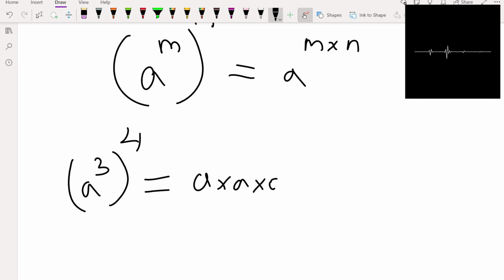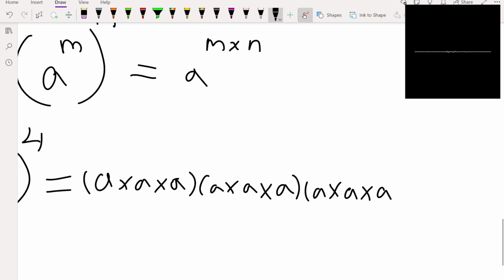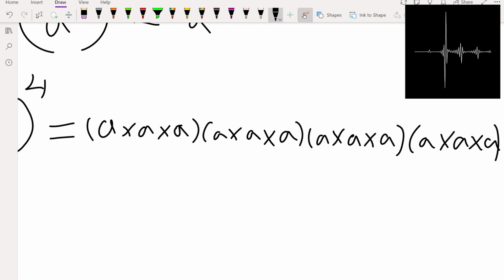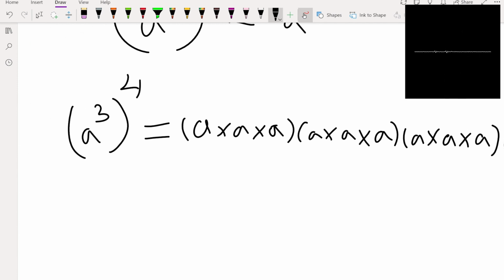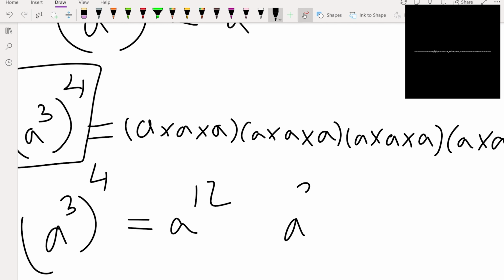A times a times a, so that's the first one, times a times a times a, that's the second one, move all this to the side, times a times a times a, third one, I'm almost done, almost free, times a times a times a. There we go, that's a pretty big number. But if you look at it carefully, you see that there's 12 a's in this. So this equation right here can be rewritten as a to the power of 12. And if you look closely, a to the power of 3 times 4 is also equal to a to the power of 12. That's pretty cool.